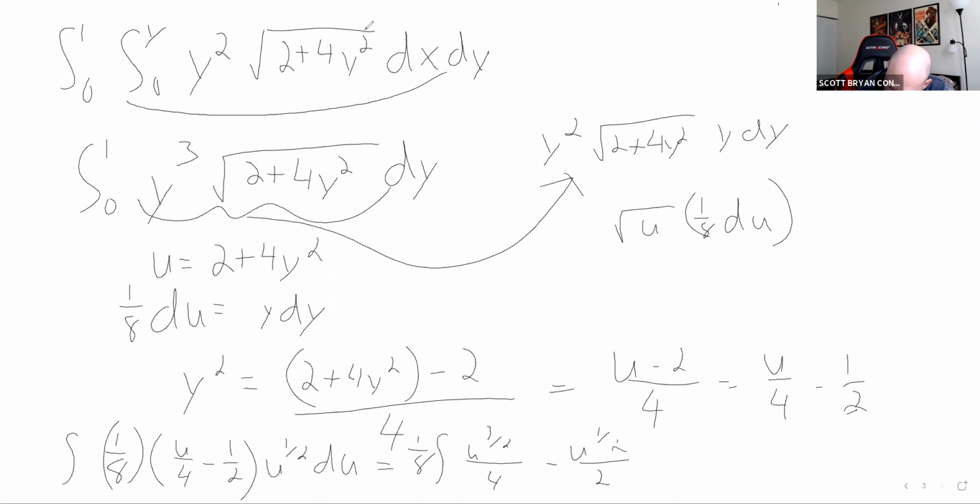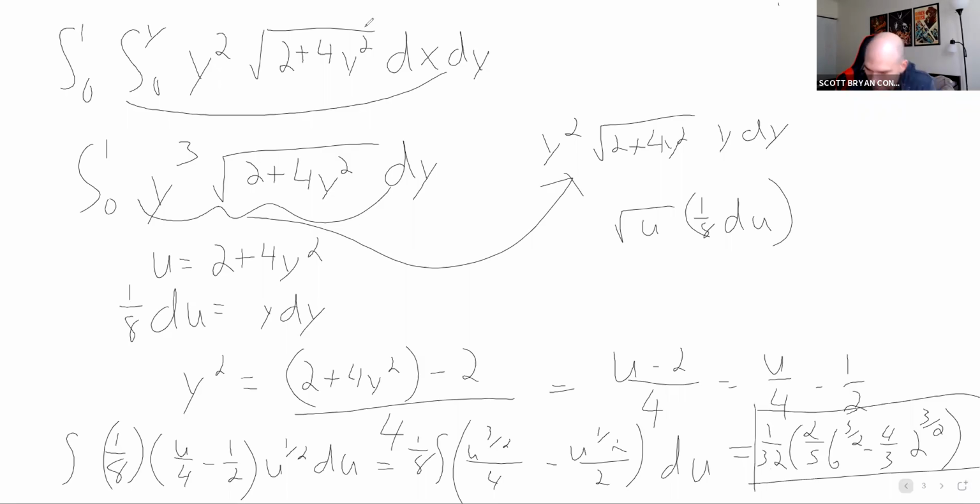Don't really need to go through this whole thing, though. And then we can evaluate that. So we end up getting 1 over 32 times 2 over 5, 6 to the 5/2 minus 4/3, 2 to the 3/2. Which you can check to see if you get that yourself.